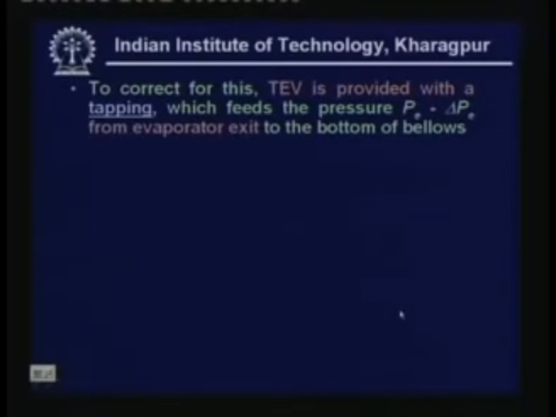So to correct for this, a thermostatic expansion valve is provided with a tapping which feeds the pressure PE minus delta PE from the evaporator exit to the bottom of the bellows. So what we do is, instead of sensing the inlet pressure of the evaporator, the modified thermostatic expansion valve will work based on the exit pressure of the evaporator, not based on the inlet pressure of the evaporator. Once it is based on the exit pressure of the evaporator, the actual superheat will be the set superheat. Okay, let me show a picture.